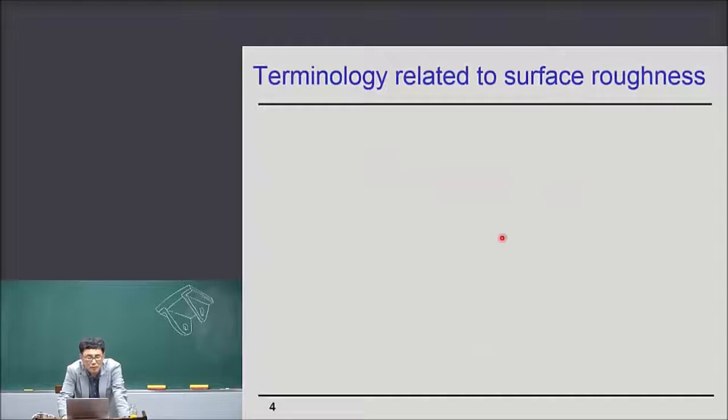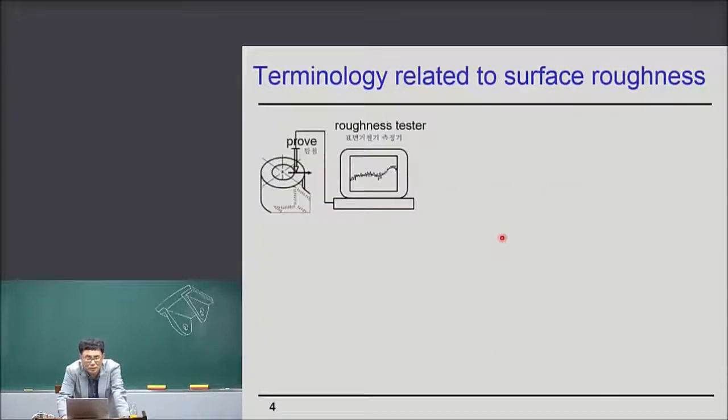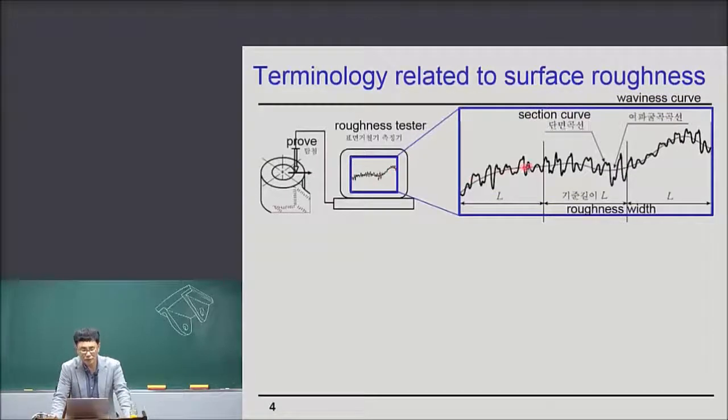And terminology related to surface roughness: when you have the roughness tester, then you have a probe, and the probe is touched on the surface which you are going to measure. You want to measure the surface roughness. Probe, and then you get some graph like this. Zoomed out, you have such a curve, which we call a section curve.